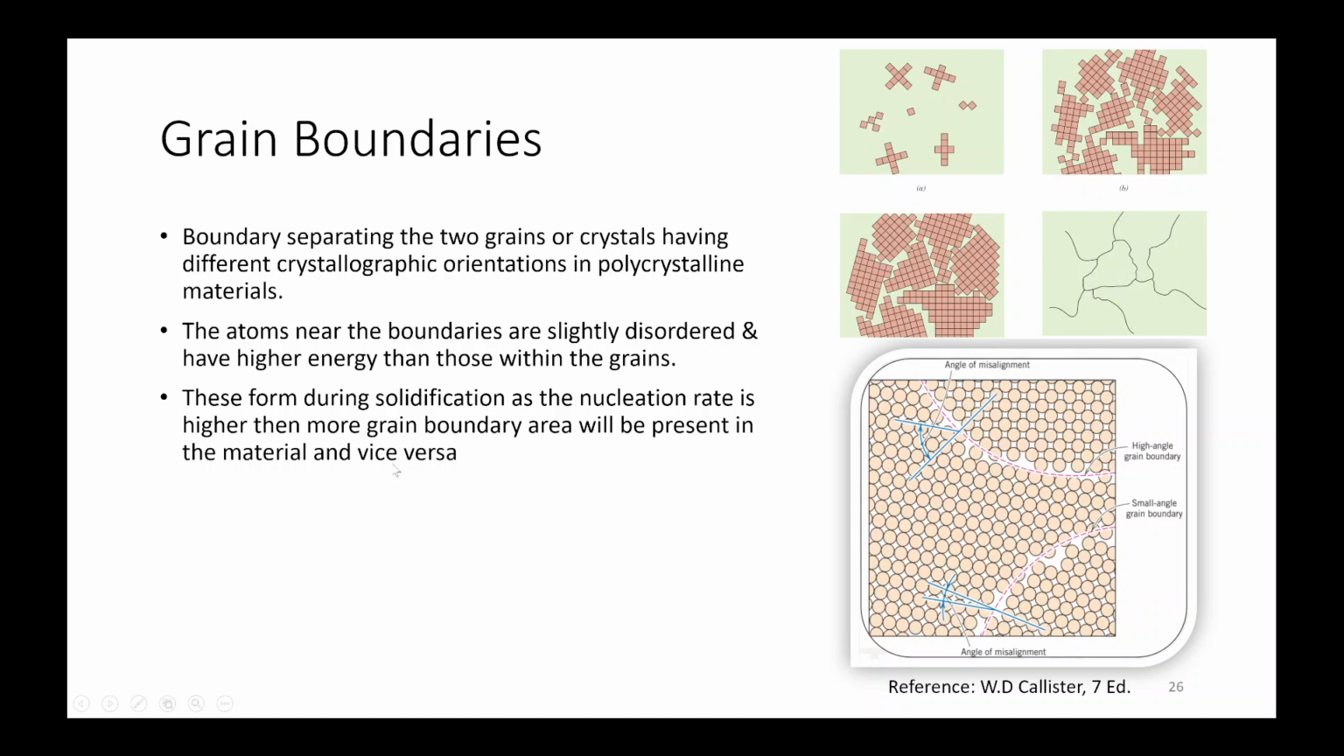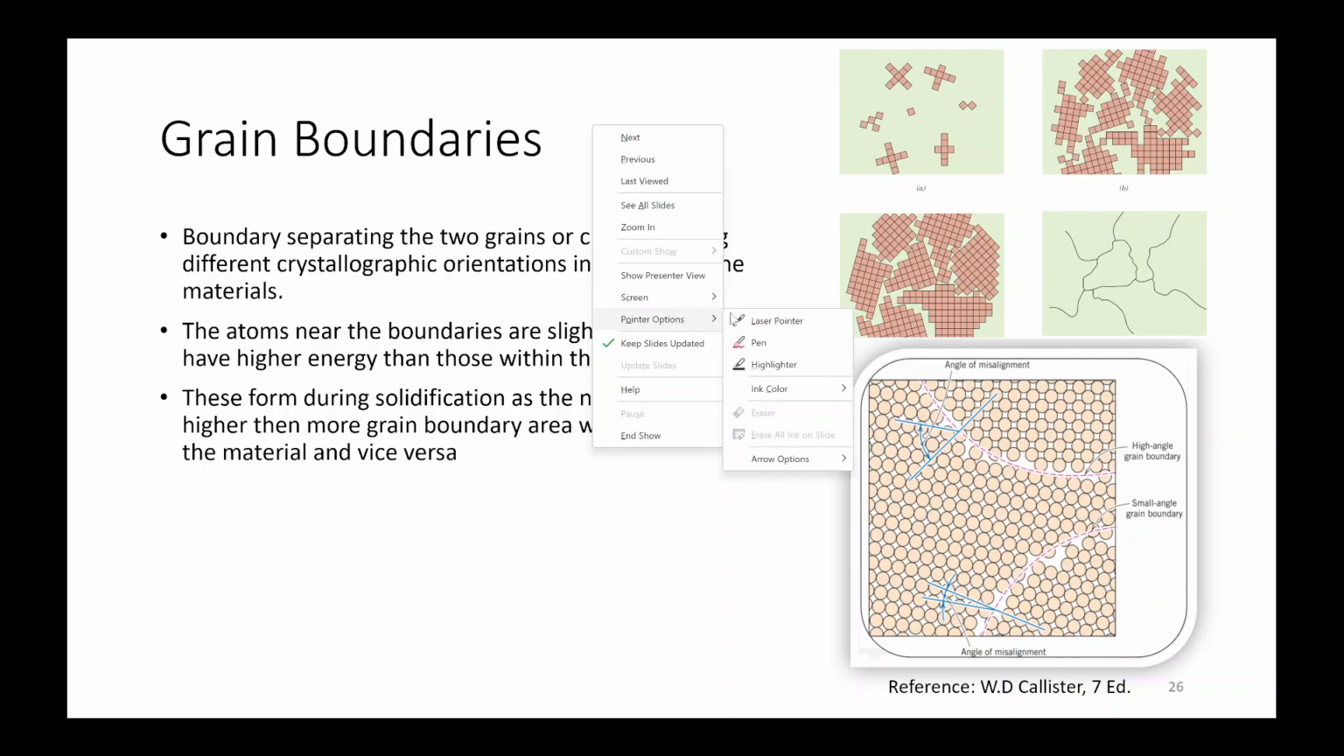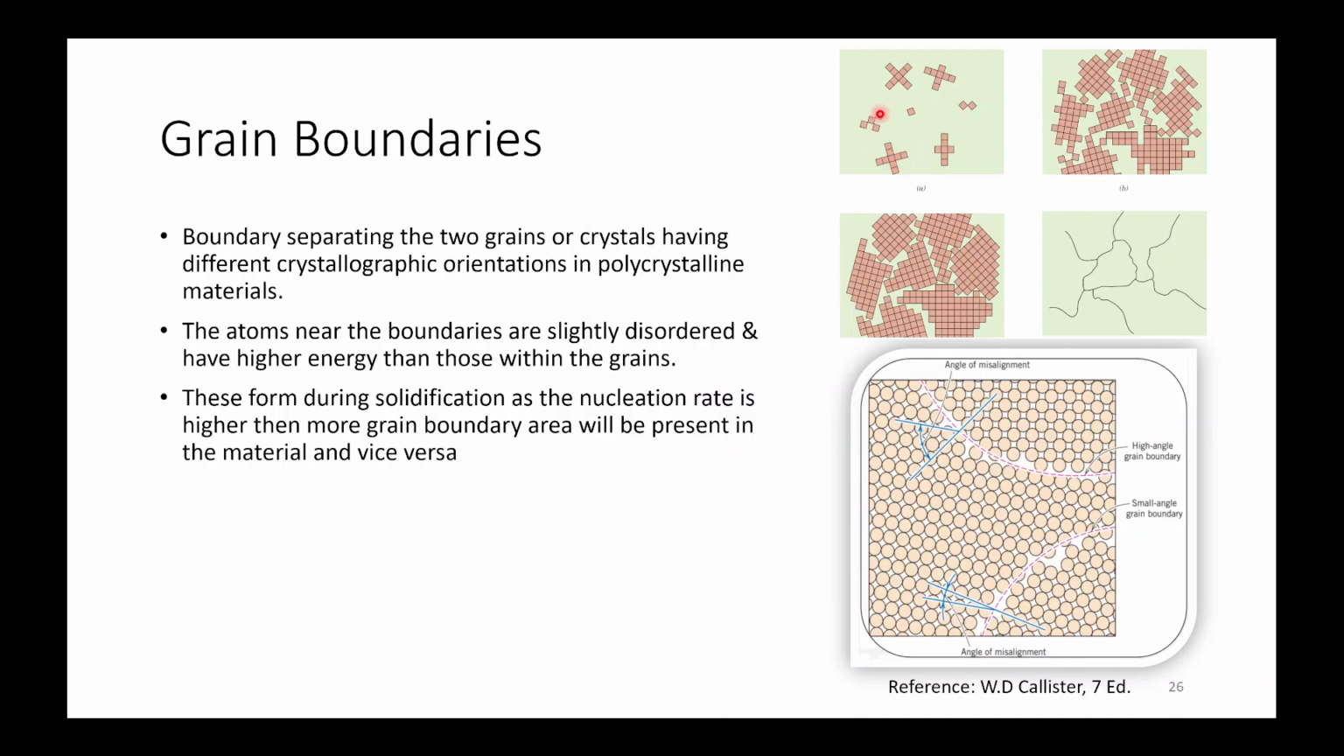And these form during solidification. As the nucleation rate is higher, more of these nuclei will form initially, having different orientations. Now these will keep on growing and will form these grain boundaries. When the growth is complete, these areas will be disordered.